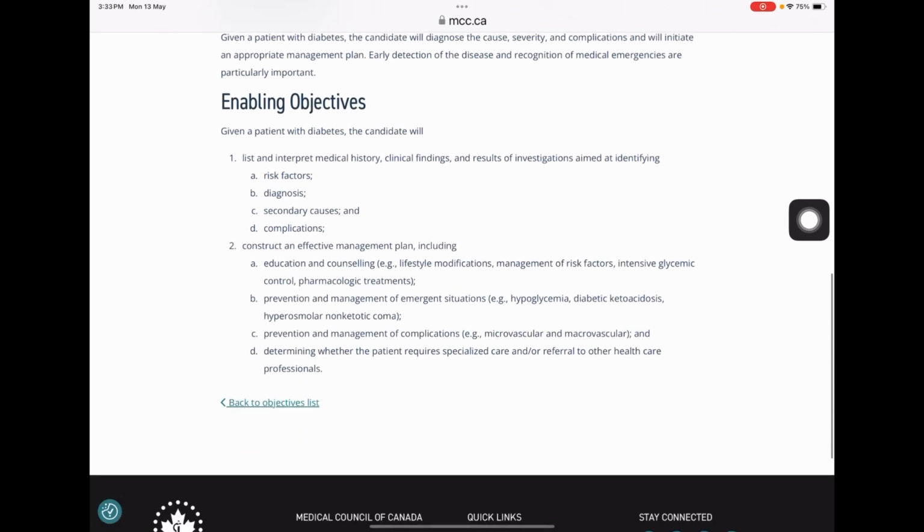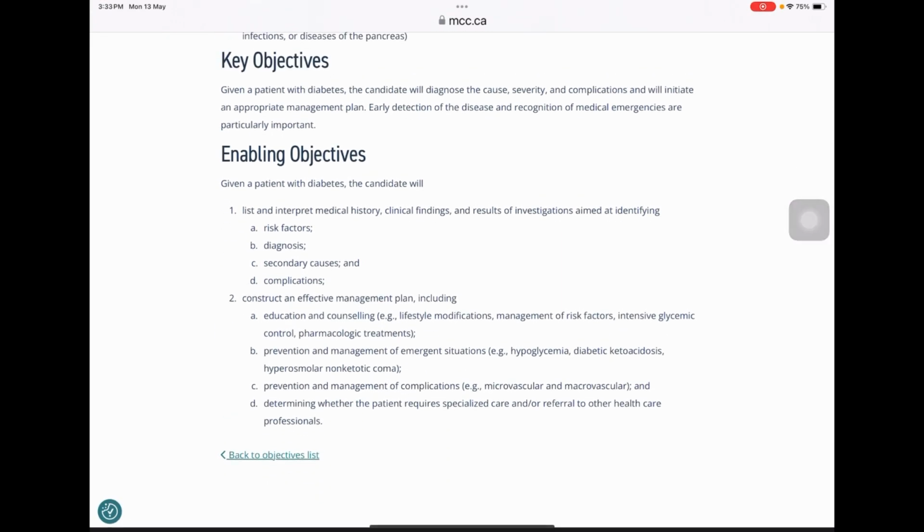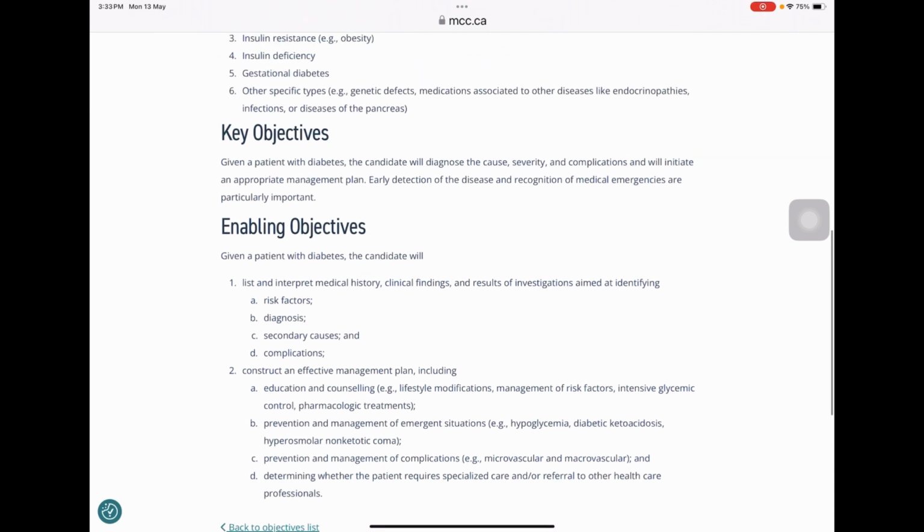Before opening the guidelines, just review the objectives, what do they want to know. They want you to know the history, interpret medical history, clinical findings, and results of investigation, identifying risk factors, diagnosis, secondary causes and complications, and also the management plan. So education and counseling on the management part, lifestyle modification, risk factor management, intensive glycemic control and pharmacological therapies, and prevention and management of hypoglycemia, DKA, and hyperosmolar non-ketotic coma. And then prevention and management of the complications, micro and macrovascular complications.